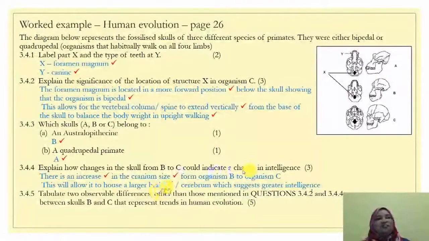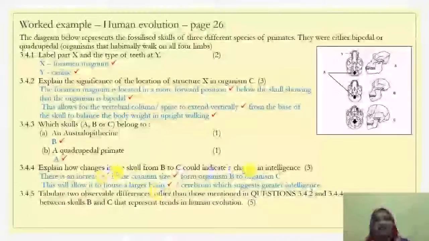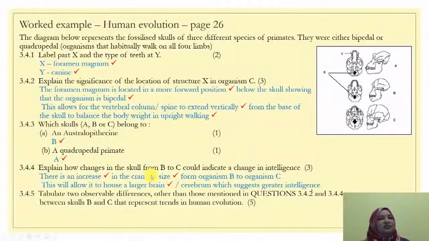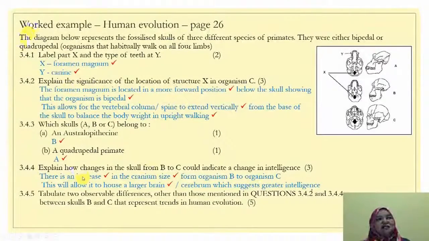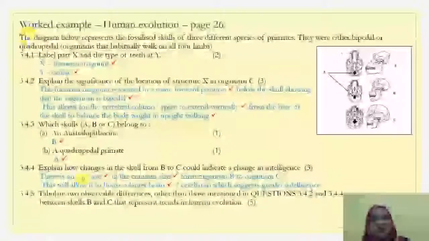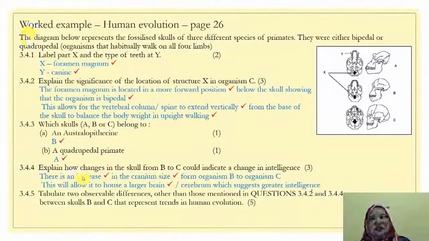But what allows for a larger brain to occur? There is an increase in cranium size from B to C. TM, brilliant answer. But now you have to quantify to say that there is a larger brain. So the first person would get 1 mark and TM would get 2 marks, but TM did not say that it houses a larger brain, therefore there is greater intelligence. Fully answer the question, otherwise you miss out these 1 marks here and there, and if you add it up at the end of the day, it can be quite a bit.